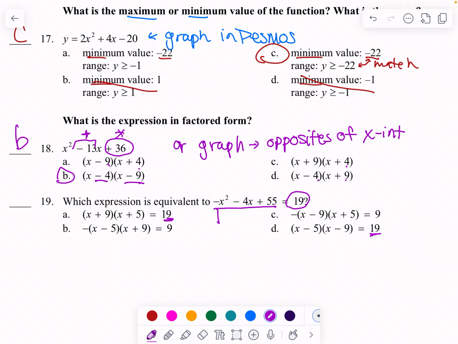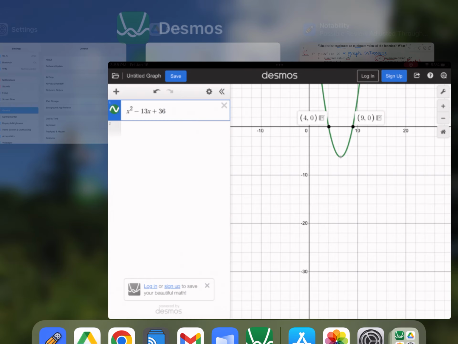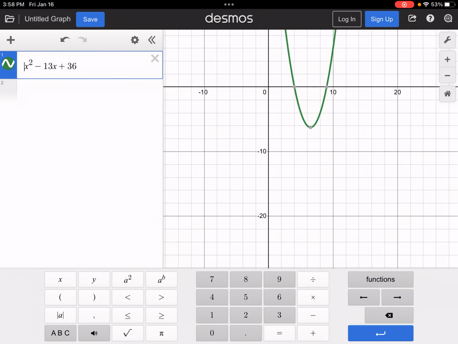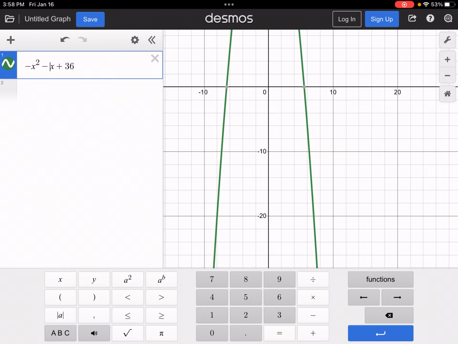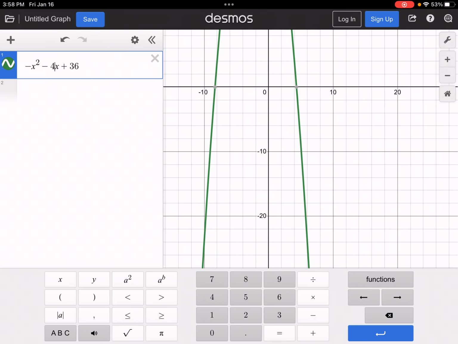Yeah, so let's just graph it. Negative x squared minus 4x plus 55. So negative x squared minus 4x plus 55. And then we get, oop. So something must have been wrong.